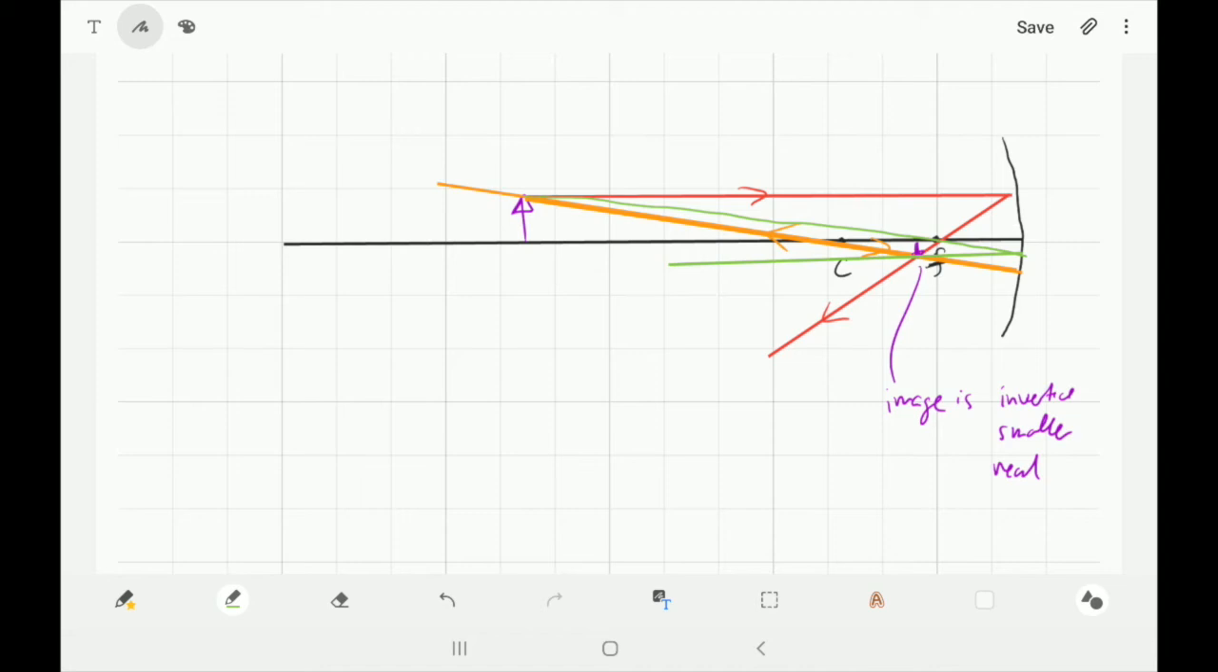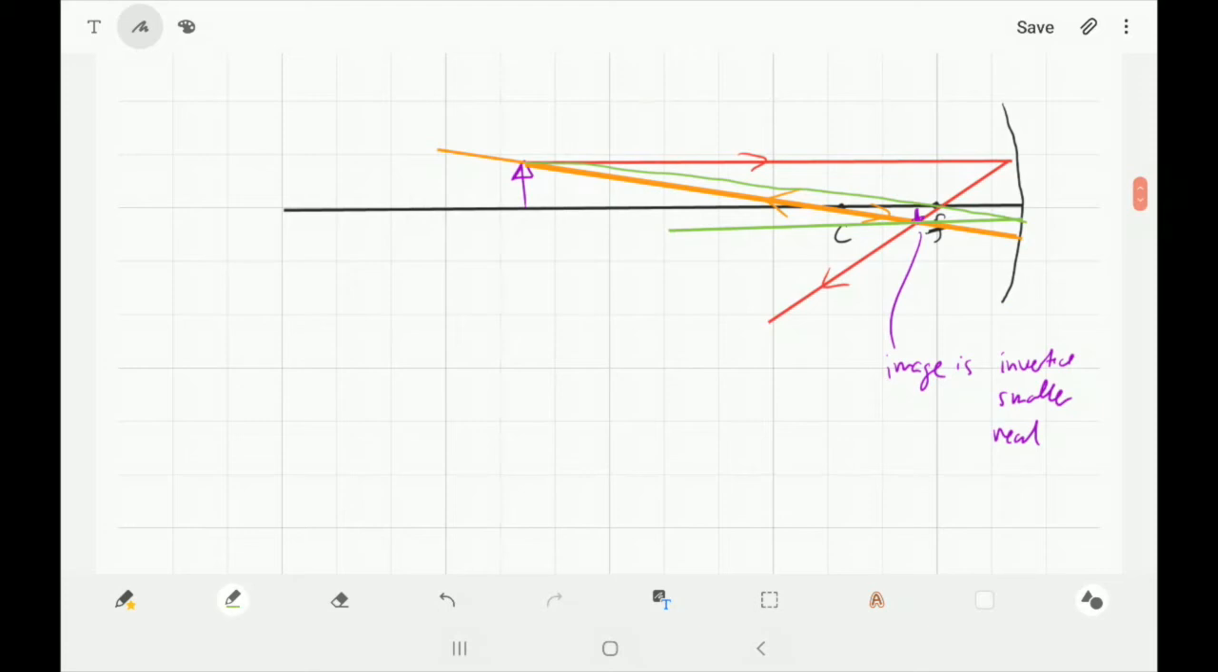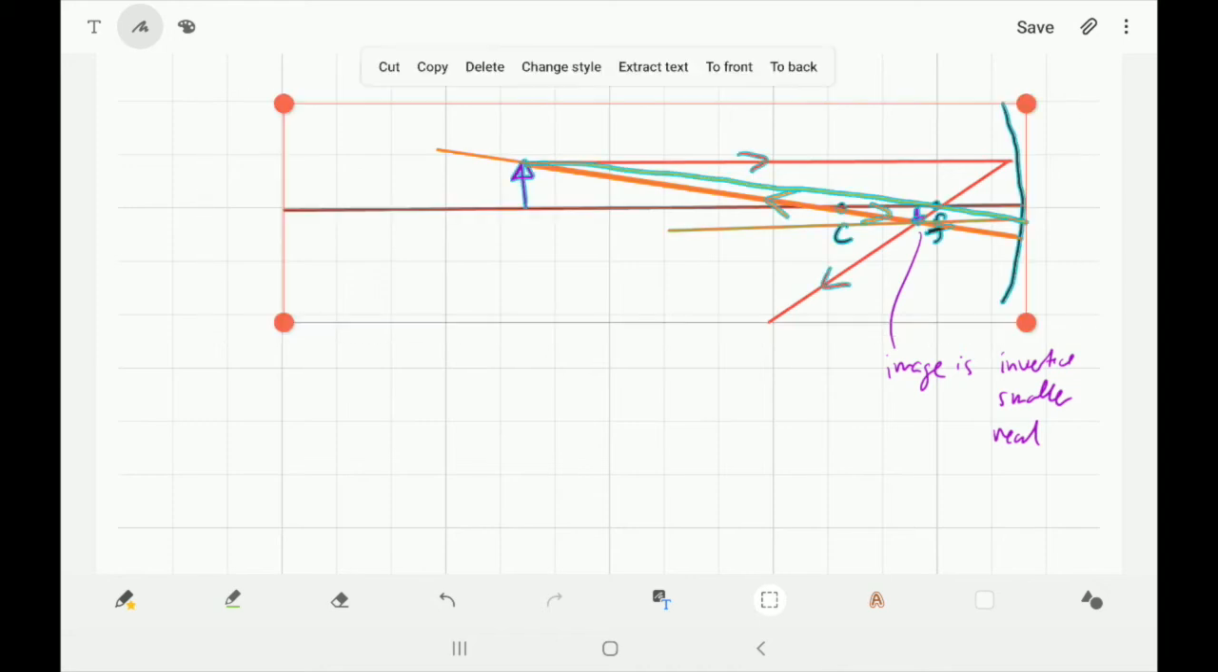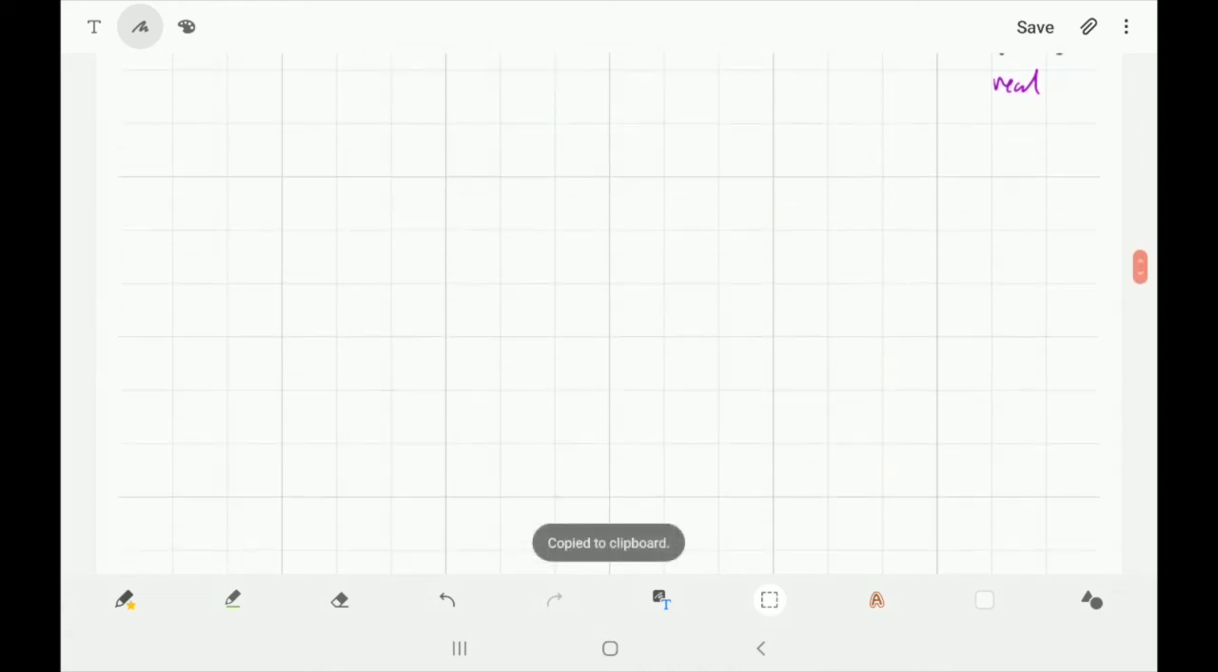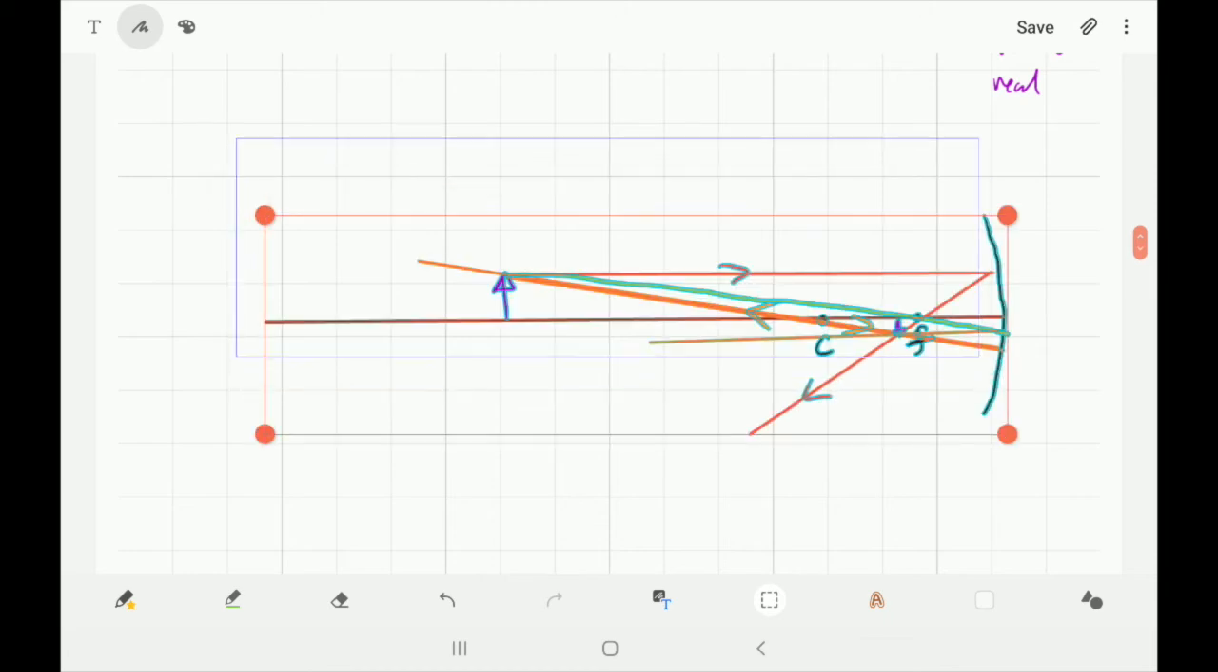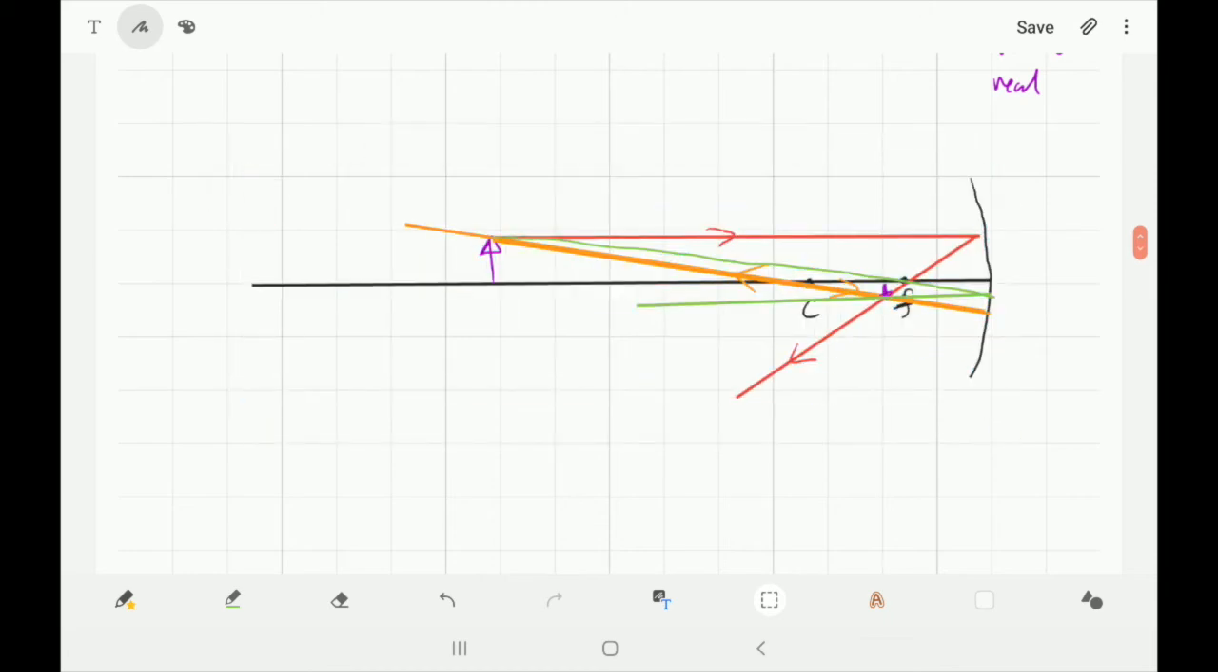Okay, but notice you end up with a smaller image, and it's inverted, which is not what you wanted, not what the dentist wants. The dentist wants something that's bigger and right side up. And so what that means is that we have to experiment with where this thing should go. So let me copy and paste. I'm going to end up changing a lot of this. So let's get rid of these rays.